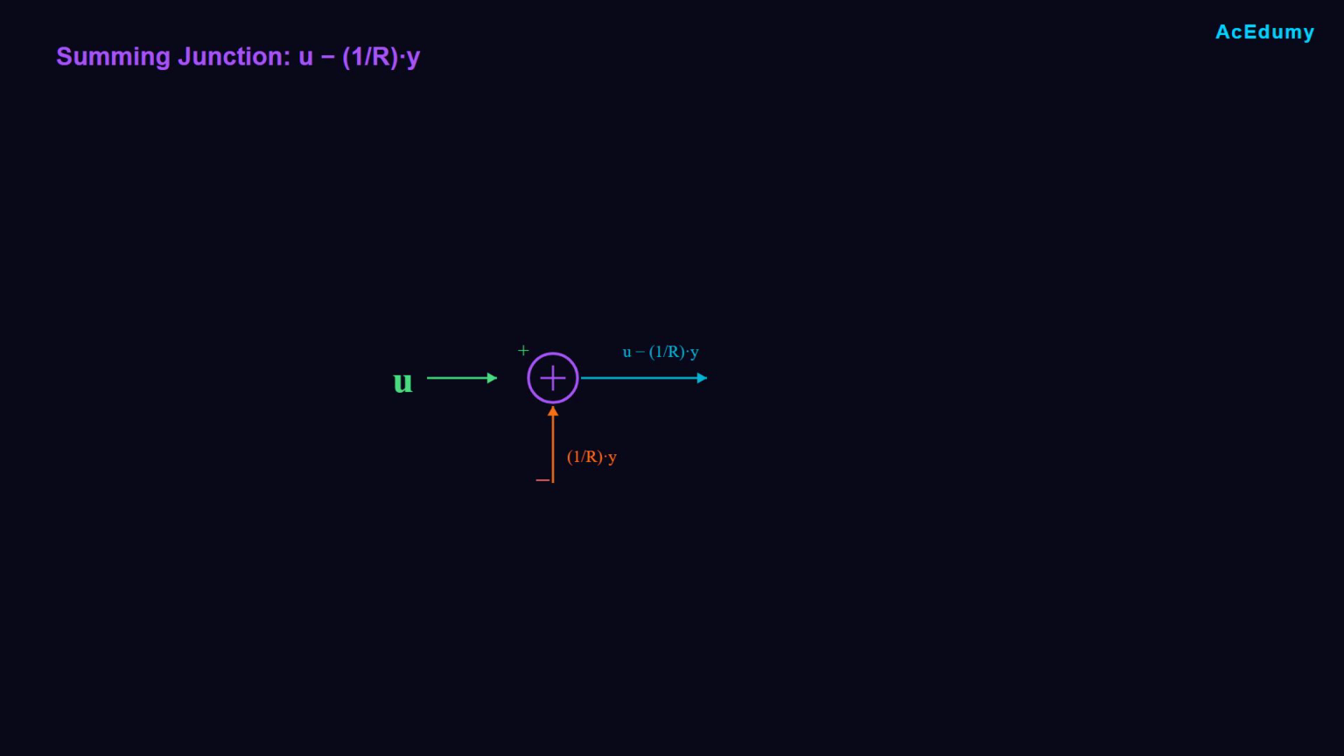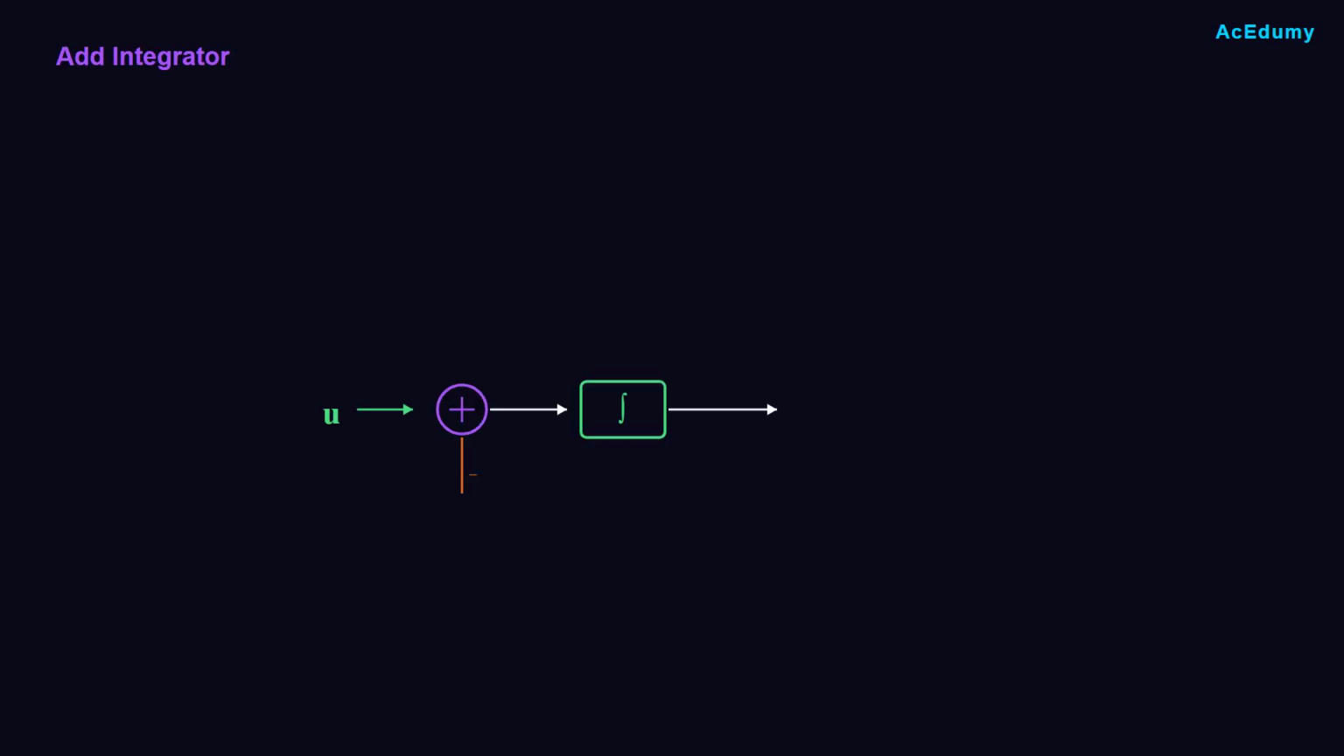Now add the summing junction. The input U enters normally with a plus sign. The feedback signal 1 over R times y enters with a minus sign. The result is U minus 1 over R times y, exactly what we need. After the summing junction, we need to integrate the result. Add an integrator block with the integral symbol. This takes U minus 1 over R times y and produces the integral over time.